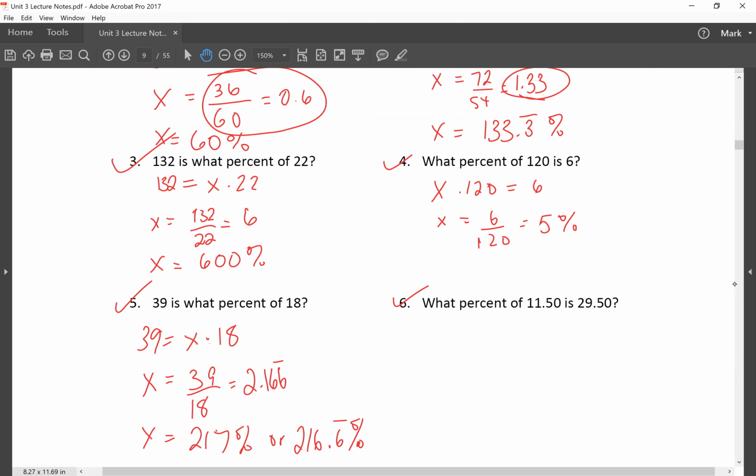You could probably get away with rounding it to 220, but 217 would be a good answer for me. All right, last one. I don't know why I picked to do all 6 of these, but anyways, what percent of 1150 is 2950? This is a nice one. So let's see.